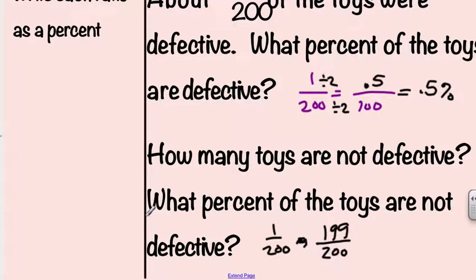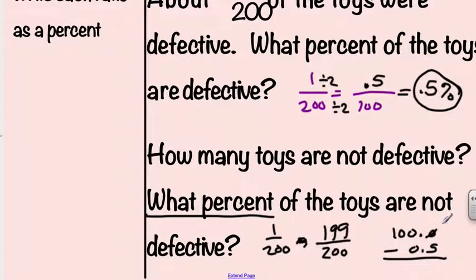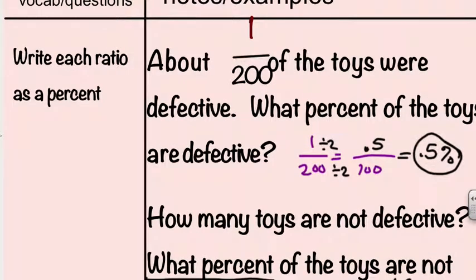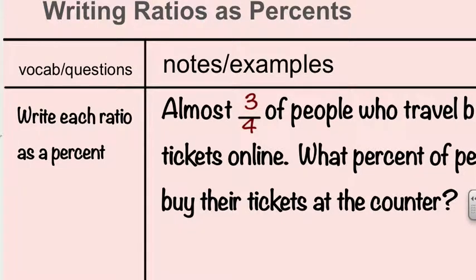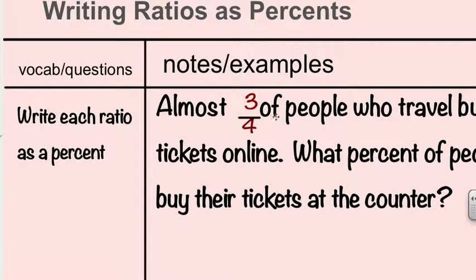Now this one says what percent? Well, if 5/10, or 0.5%, was defective, what percent is not defective? All I'm going to do is take 100.0 and subtract 0.5. Obviously I can't take 5 away from 0, so I have to do some borrowing. 10 minus 5 is 5. So 99.5% are not defective. It's all about being careful, reading the words, making sure you see what they're asking you.